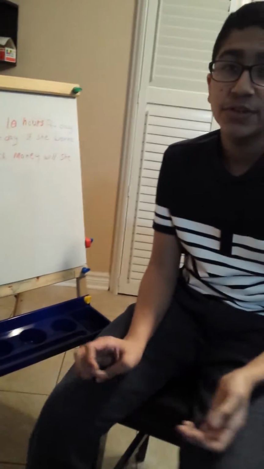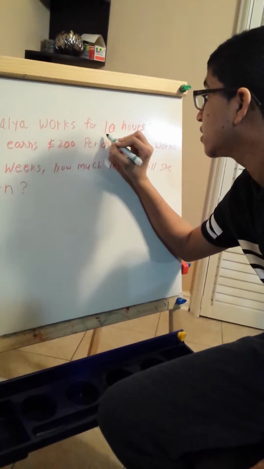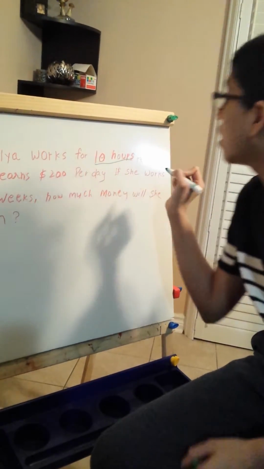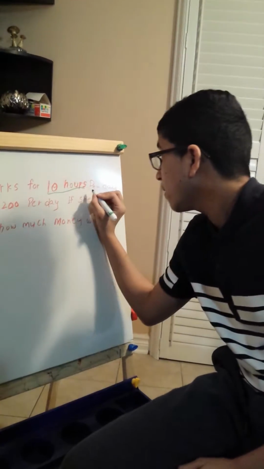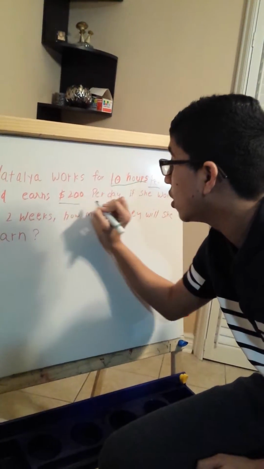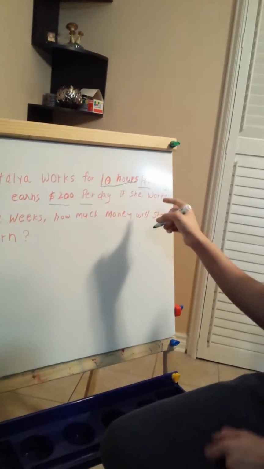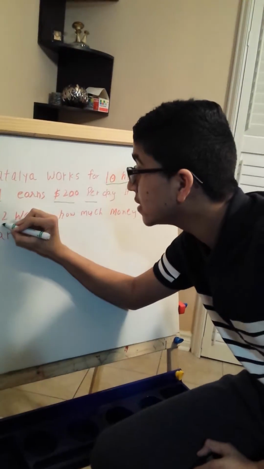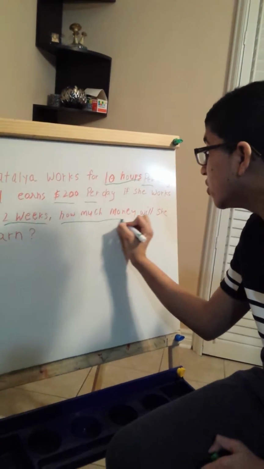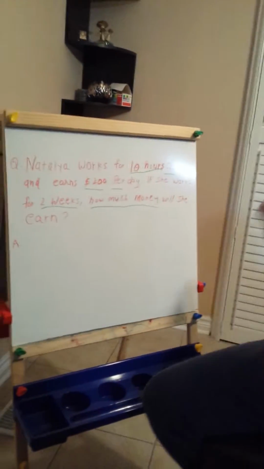Alright, so the first thing we do is highlight the key points. For example, Natalia works for 10 hours, I guess that's not that important, but you should highlight it. Per day, and earns $200, also per day. If she works for 2 weeks, alright, 2 weeks, how much money, that's really important as well, will she earn?